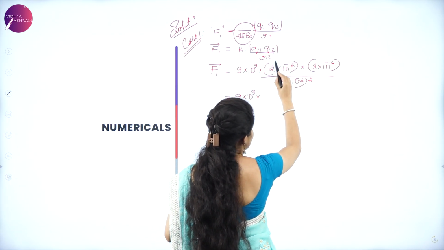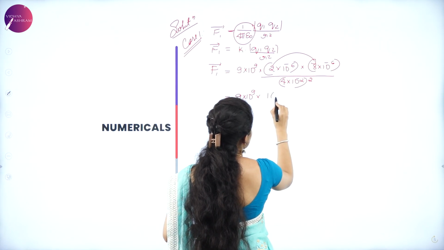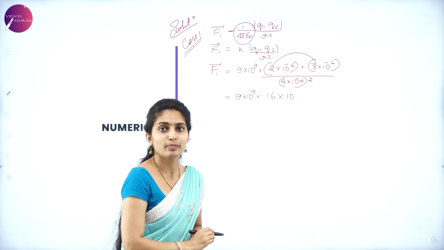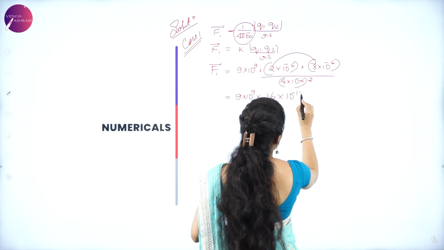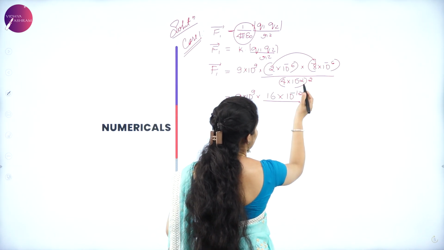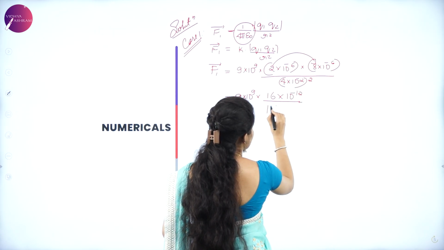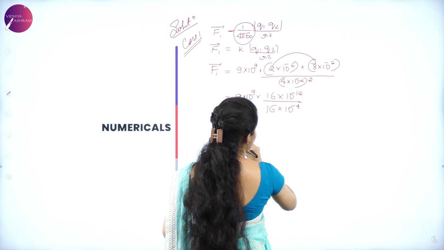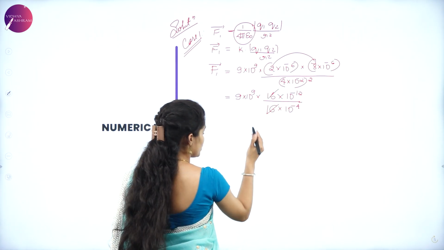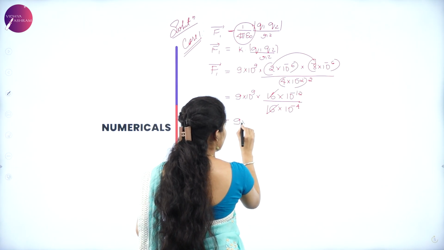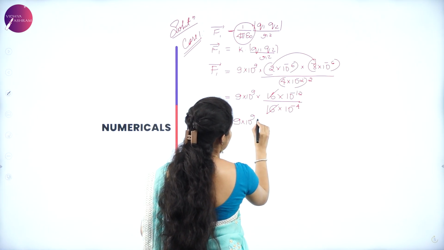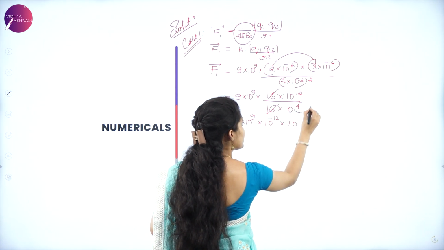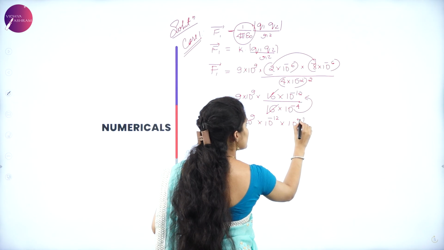So multiply this with this: 8 into 2 is 16 into 10 to the power of minus 6 plus minus 6, which is minus 12. So we have minus 12 divided by 4 square, which is 16 into 10 to the power of minus 4. Second, cancel 16 with 16. So what are we left with? 9 into 10 to the power of 9 into 10 to the power of minus 12 into 10 to the power of, this goes up, so it becomes plus 4.